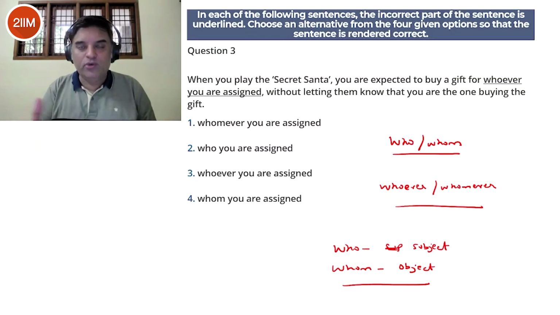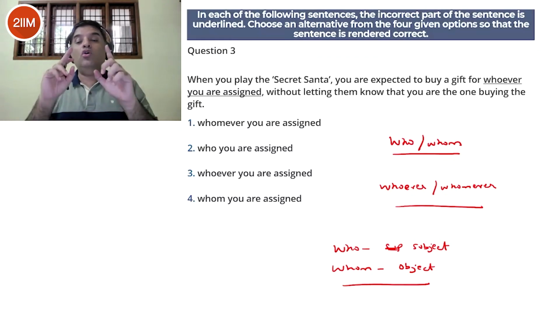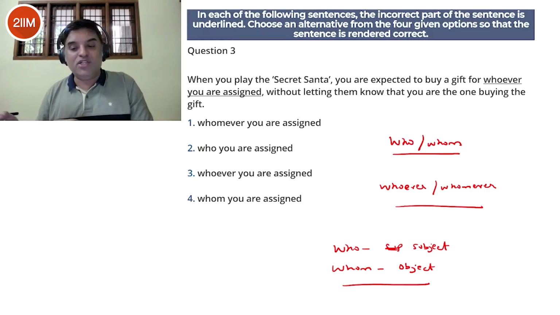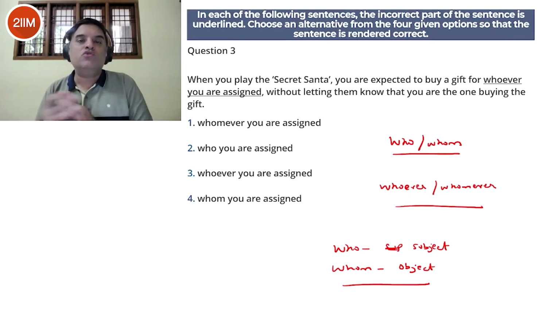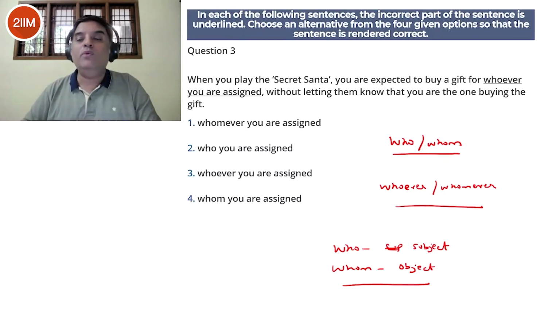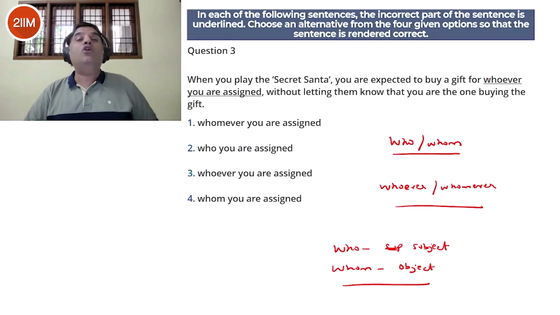Subject, as I'm sure you know, if you don't know, make sure you clarify it. Subject is the doer of the action. Object is the receiver of the action. So who is used for subject, whom is used for object. Similarly, whoever is used for subject, whomever is used for object. So what we have to do is first understand whether we are referring to a subject here or an object, and that will decide whether it should be whoever or whomever. Okay, so let's look at this.